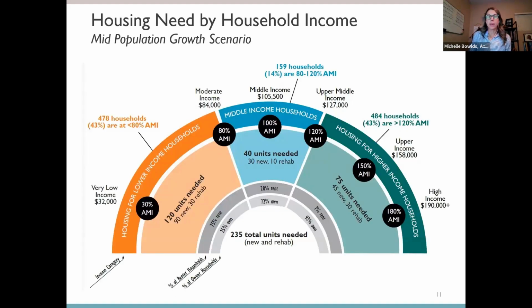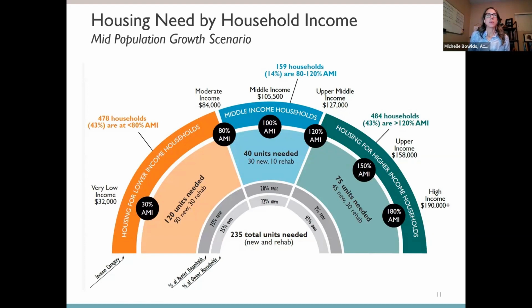We also look at housing need broken down by income category. This is a graphic that we like to call our housing bridge, and it shows the forecasted need for housing broken out by income level. So you can see that 235 total unit need that we discussed previously is in the middle there, and then it's broken out by lower income households, which are defined as 80% AMI, or area median income. And that would result in 120 units needed for that lower income range.